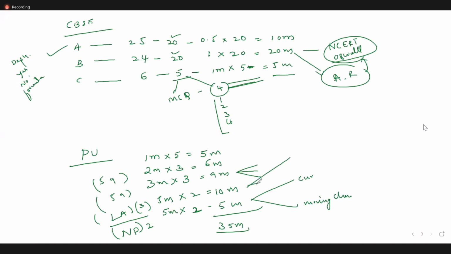Other than that, everything is theory. In the long answer questions, there is no numerical part. In the 3 marks and 2 marks questions also there is no numerical part. They may give you a small thing, but anyway you have the options here. So the theory part is very important for the PU.